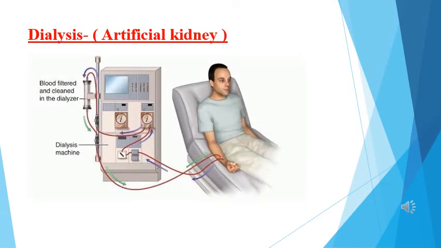When a person's kidney is not working properly, the person has to rely on dialysis. Dialysis is basically a machine which filters out the impurities from the blood. So blood is filtered and cleaned in the dialyzer and then the pure blood is sent back to the body.